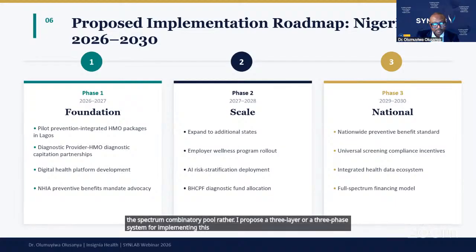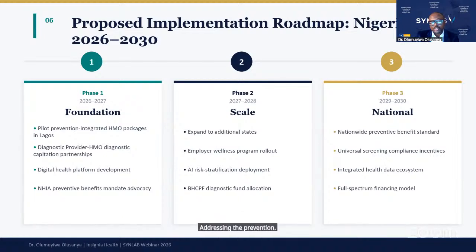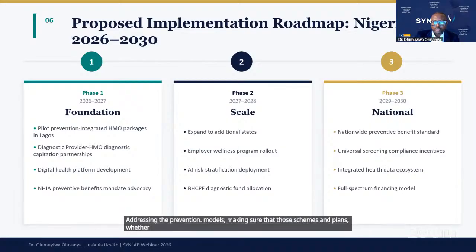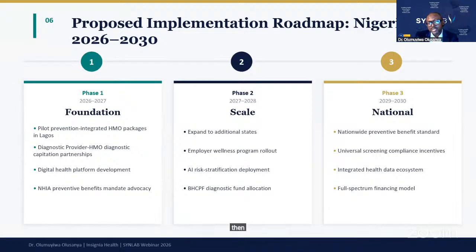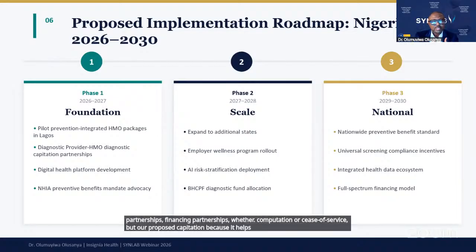We can look at addressing the prevention models, making sure that those schemes and plans, whether on the social schemes or on the private schemes, have prevention integrated into them. Then set up diagnostic provider and health insurer or health scheme partnerships, financing partnership, whether capitation or fee-for-service, but I'll propose capitation because it helps to manage costs better. Then digital health platform development.